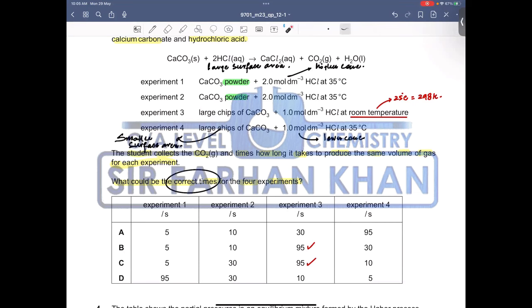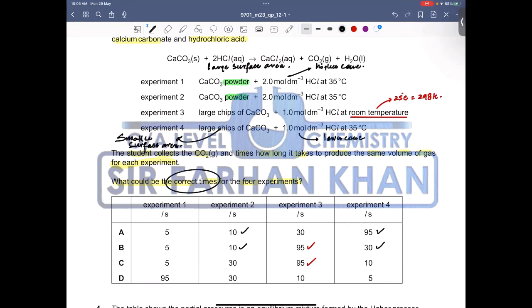See guys, experiment 2 has higher concentration, whereas experiment 4 has lower concentration. So experiment 2 has more rate as compared to 4. So experiment 2 needs less time to complete the reaction. Less time is here and here as compared to experiment 4. The experiment 4 is basically more time. This is going to be the more time for experiment 4 because it has lower concentration, so it has lower rate of reaction.